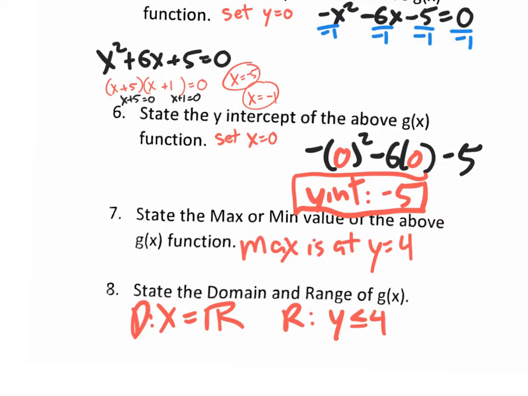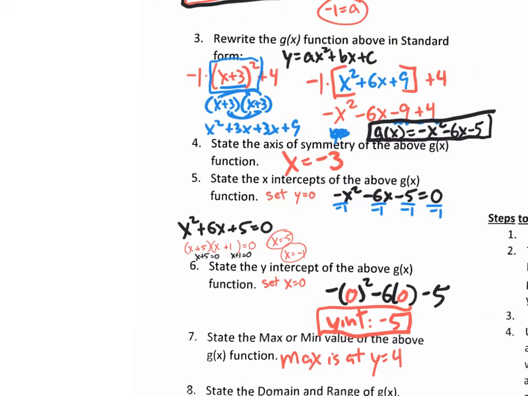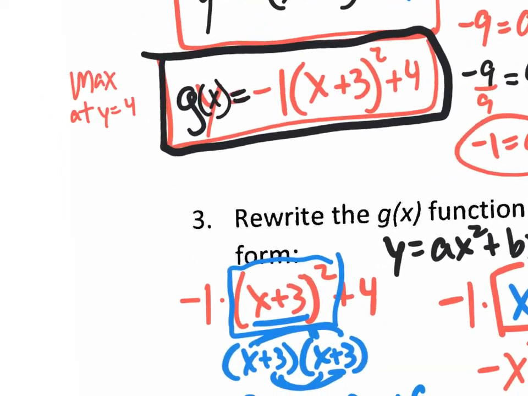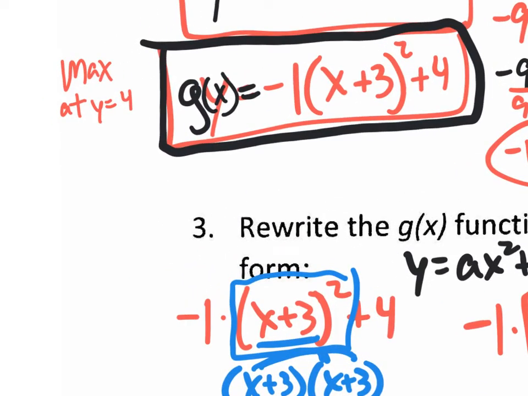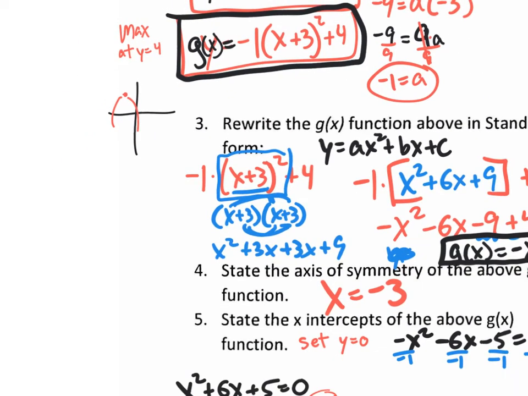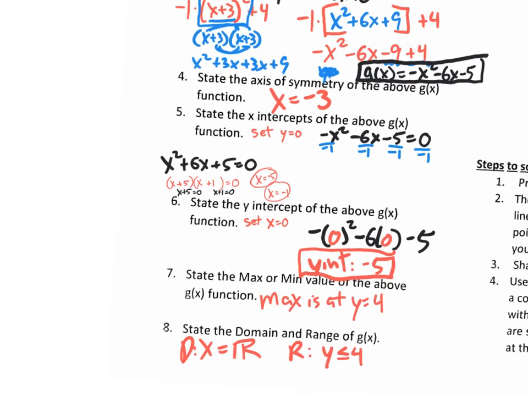Now you could have gone back to the equation and sketched it if you wanted to and said, okay, my h is negative 3, my k is 4. So you could go negative 3, 4, that's up here. I know my a value is opening down, right? So you could have sketched it. This would definitely be your max value at 4. That's why your max value is at 4. Anyway, your range would be y is less than or equal to that 4.